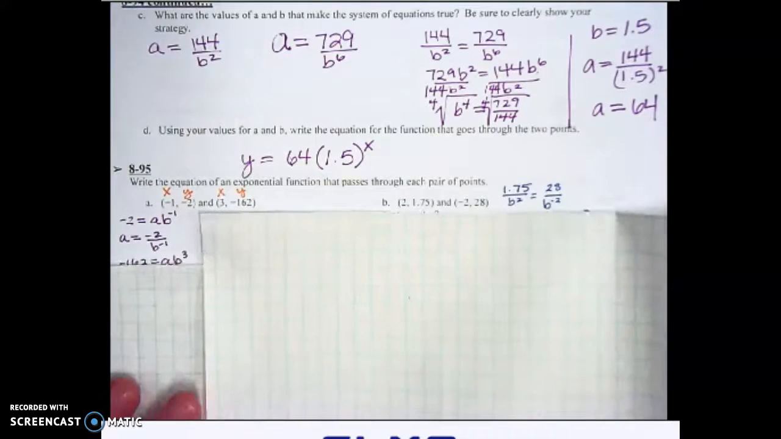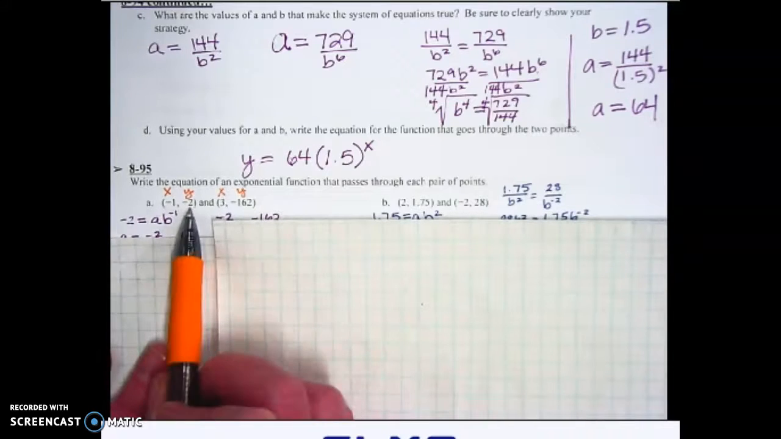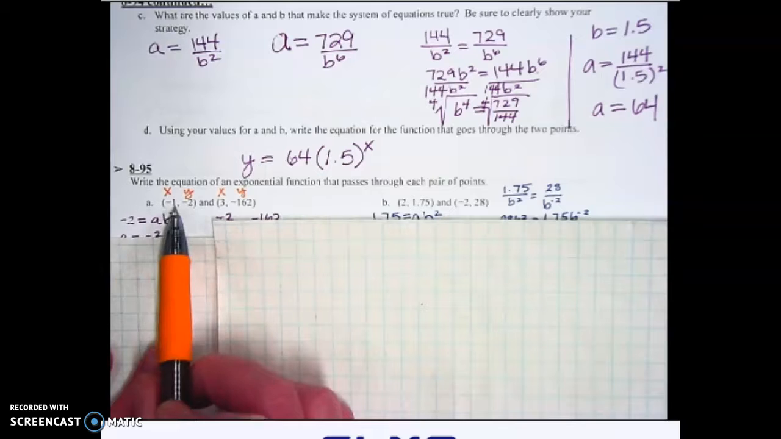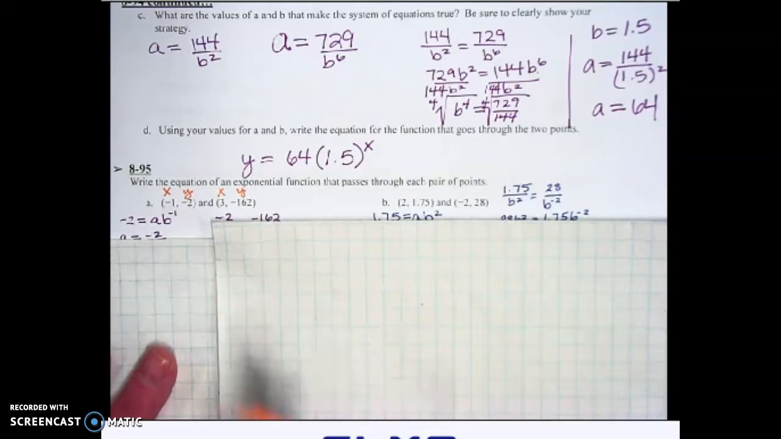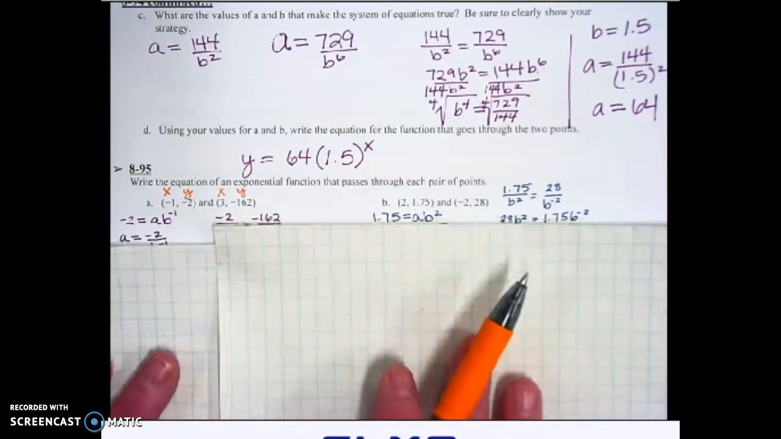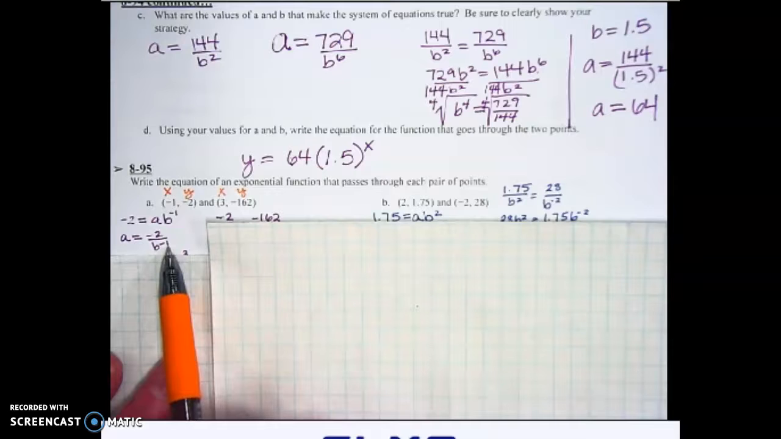All right. So let's get our first equation. So we're going to plug in -2 for y. We're going to plug in -1 for the exponent. And then we're going to solve for A. So if A is being multiplied by B to the -1st, we're going to divide by B to the -1st.